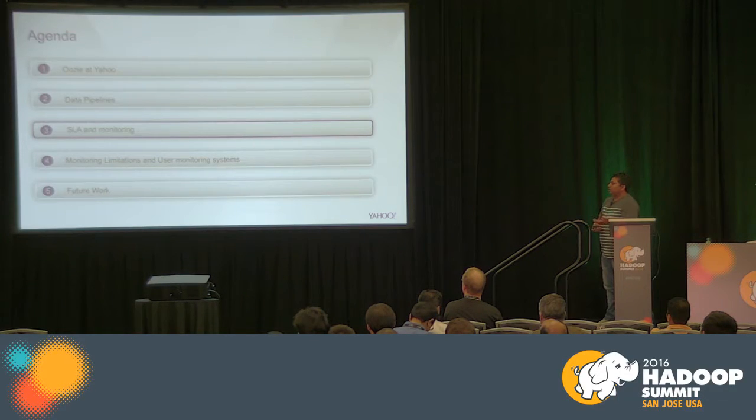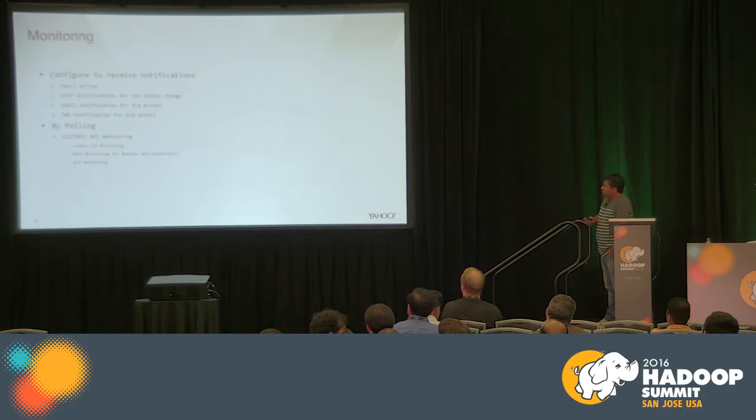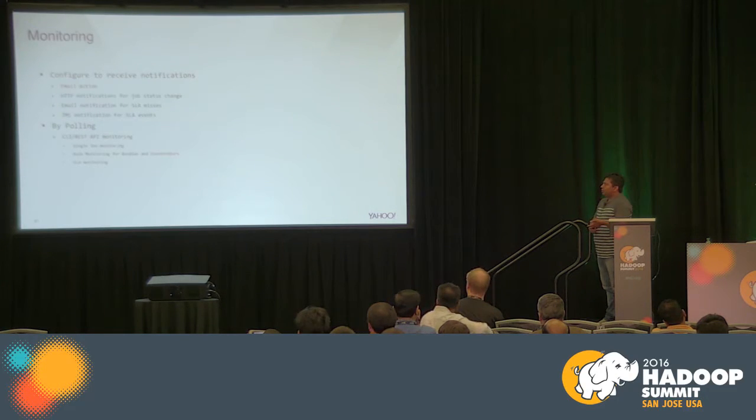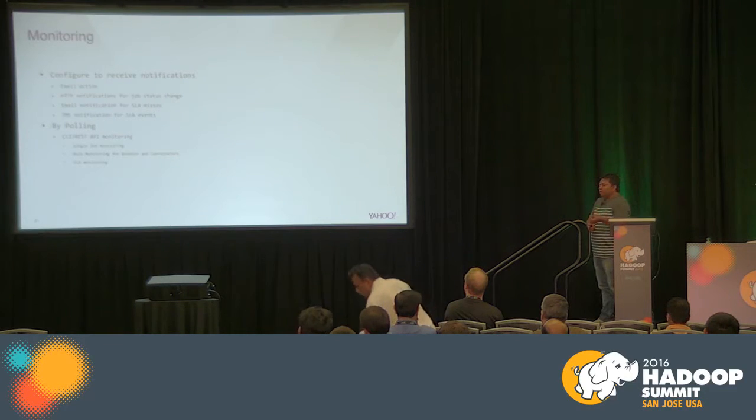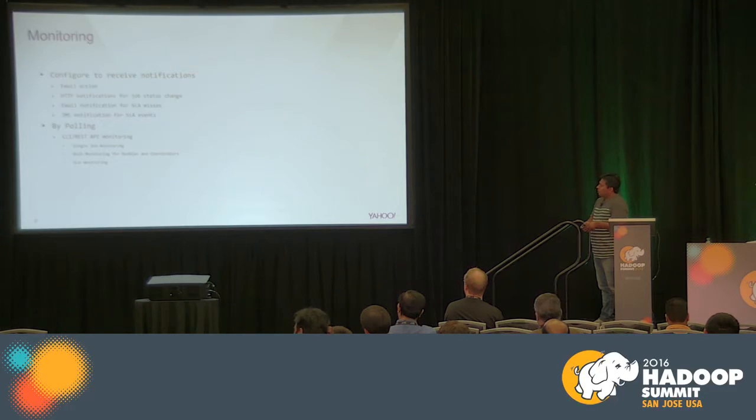So those were something we did recently for the complex dependency management. Now look at the SLA and monitoring. There were two ways to do monitoring in Oozie. One is that you can configure a job to receive a notification. You can do email notification, HTTP notification for job status change, or we can do email or JMS notification for SLAs. The other way to do it is through the polling. You can poll for a single job status, you can do bulk polling, or you can also do SLA monitoring. Let's look into detail.